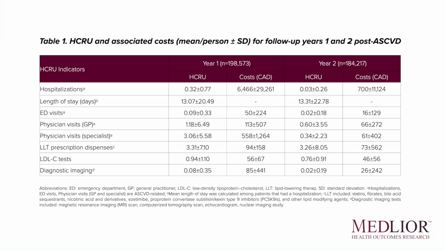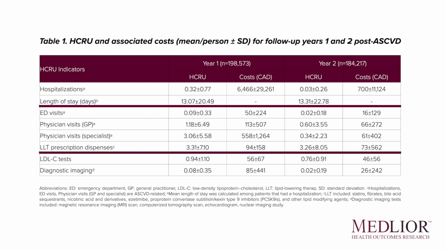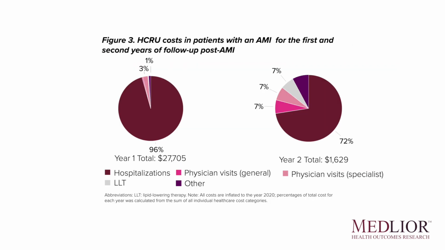The mean age was 63.9 years, and 43.4% were female. When examining the 4 years of follow-up after the ASCVD index event, healthcare resource utilization decreased after the first year, while the largest decrease was observed between the first and second years of follow-up. Healthcare resource utilization and associated costs continued to decrease slightly across years 3 and 4.